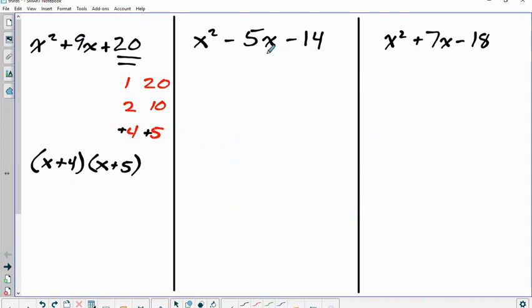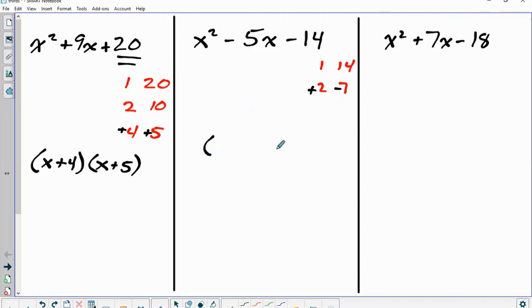First thing I'm going to do is I'm going to look at this third term, negative 14. I'm just going to concentrate on the factors of 14, which are 1 and 14, 2 and 7, and I think that's all the factors of 14. Now I want the pair that's going to give me a negative 5, and hopefully you were drawn to the 2 and 7. If I had a negative 7 and a positive 2, combine those together, a positive 2 plus a negative 7, that comes out to be a negative 5.